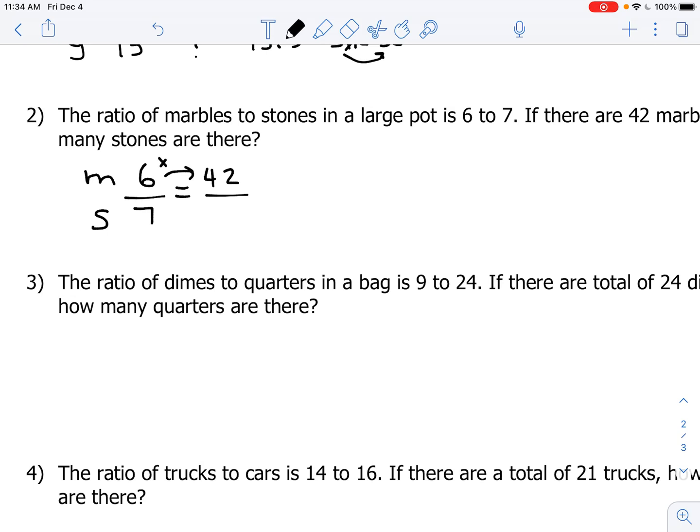And I know 6 times 7 gives us 42, so that means 7 times 7 would give us the number of stones in that pot. That's 49. So 49 stones in the pot.